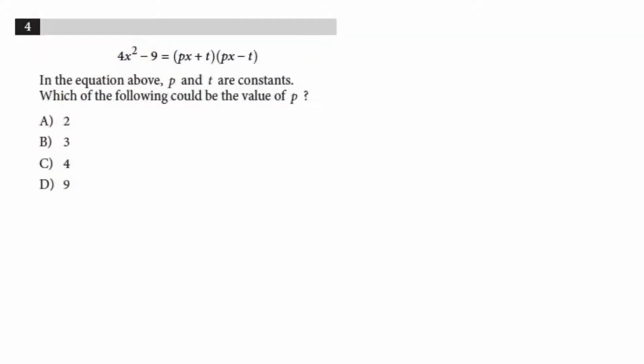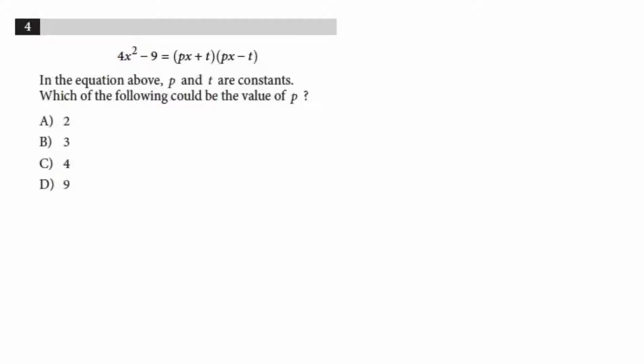Number 4. 4x squared minus 9 equals px plus t times px minus t. In the equation above, p and t are constants. Which of the following could be a value of p?